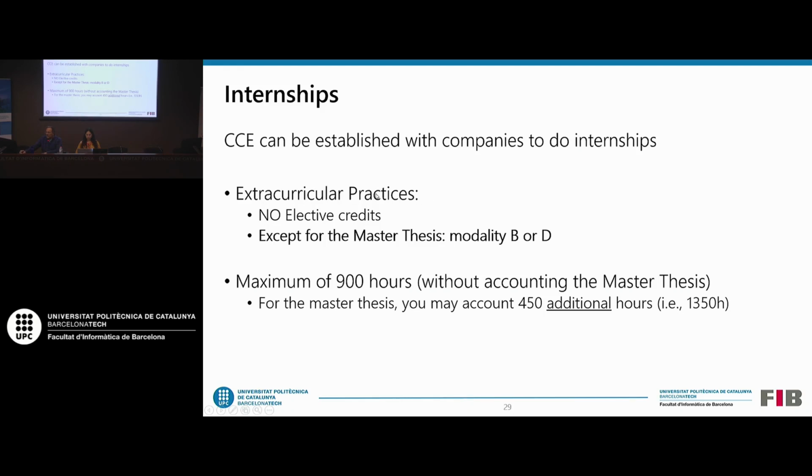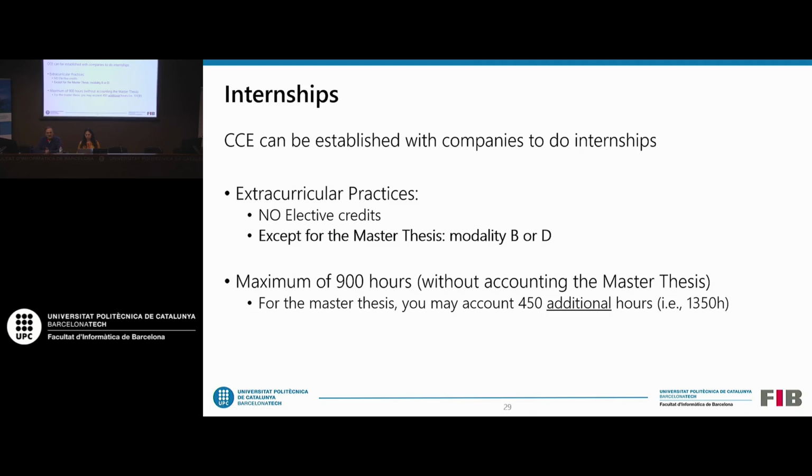For the extracurricular practices, if you want to do an internship while you are doing your studies, just to let you know that there is a maximum of hours, because of course this is just to get a taste of an internship, it is not to get a full-time contract, right? So the maximum is 900 hours per year, without accounting the master thesis, because if you do the master thesis, you need to add on top of this 450 additional hours, okay? So you can do around 1,300 per year, which is quite a lot already, yeah?